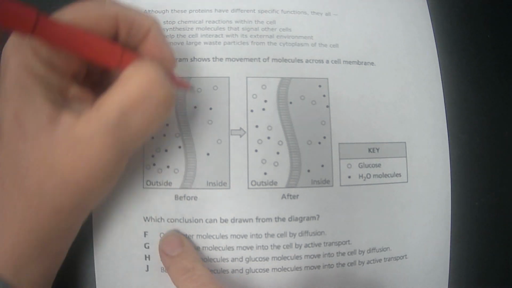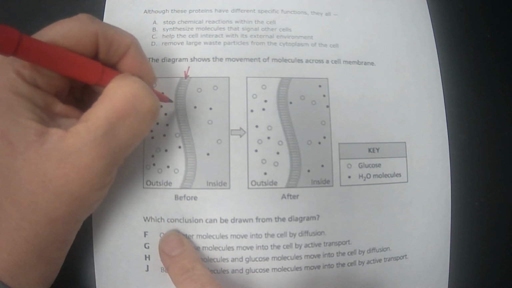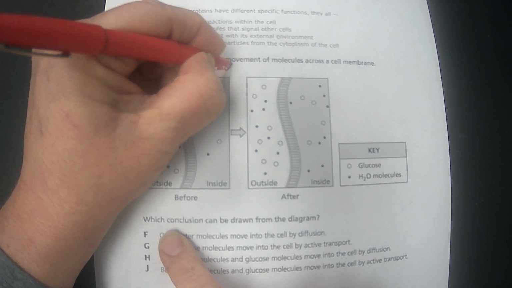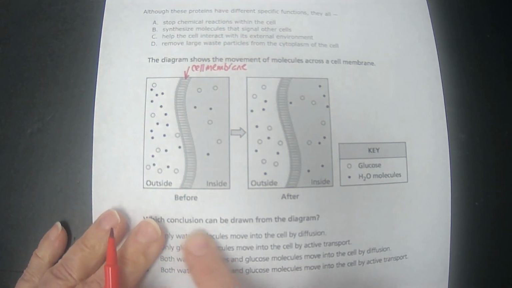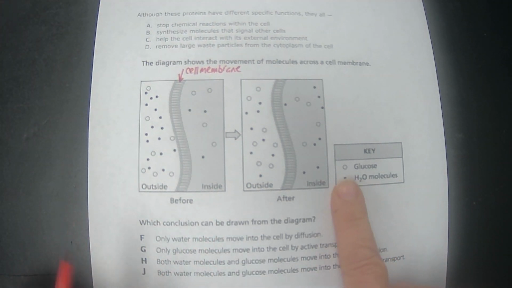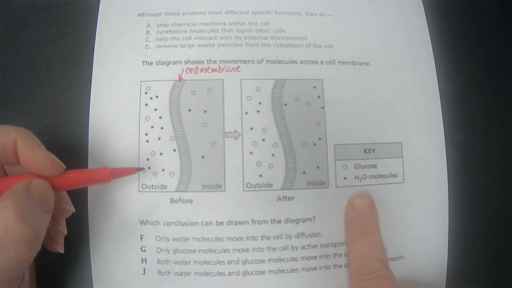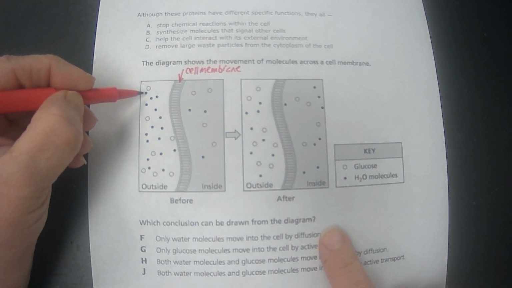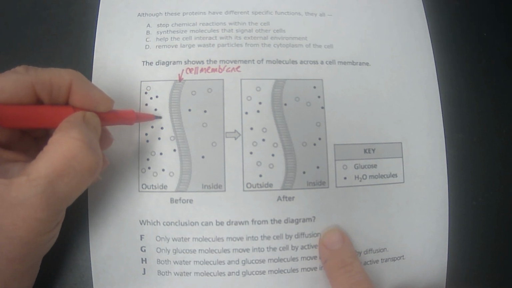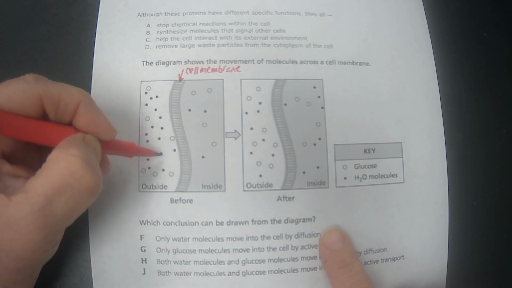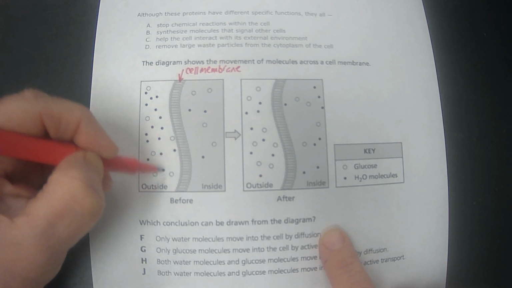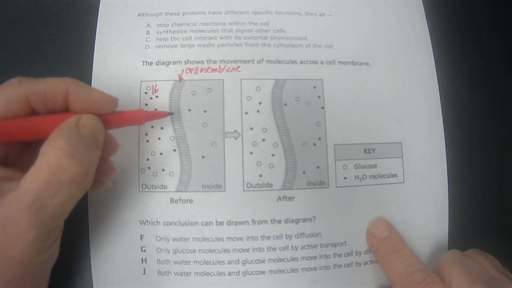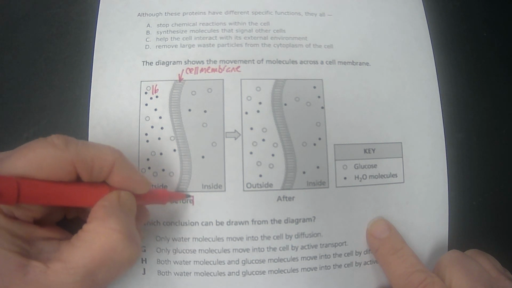And the first thing here, I can see the heads and the tails, so I know that that is the cell membrane. So I'm going to label that cell membrane. And then the next thing over here, I've got a key. So these big spots here are glucose, and the little dots are H2O, water. So I'm going to count the molecules. 1, 2, 3, 4, 5, 6, 7, 8, 9, 10, 11, 12, 13, 14, 15, 16. So I got 16 water molecules outside the cell to start off with, because this is before.